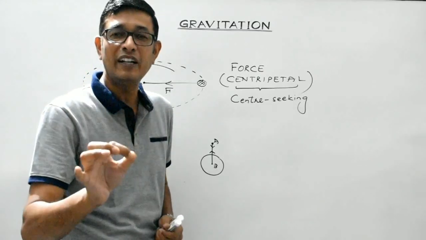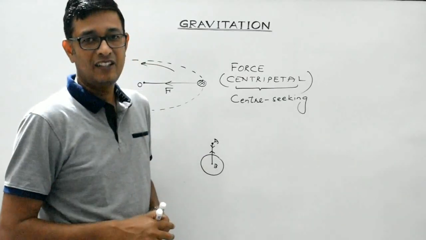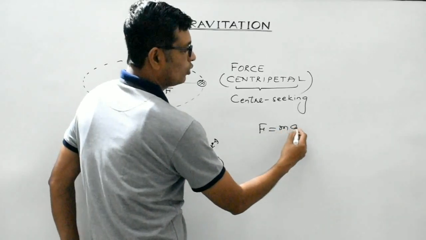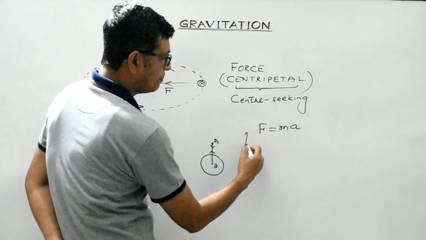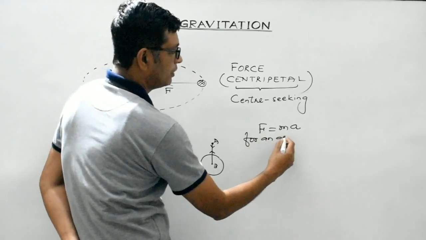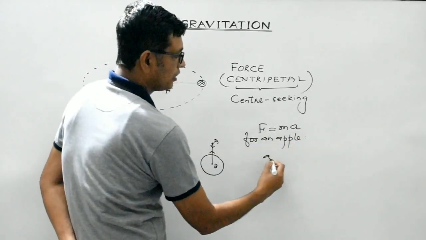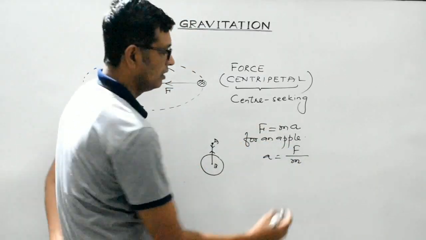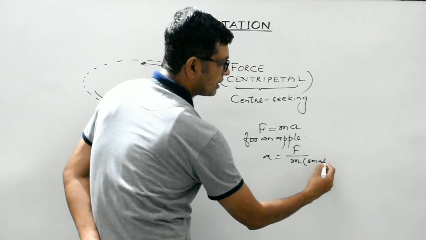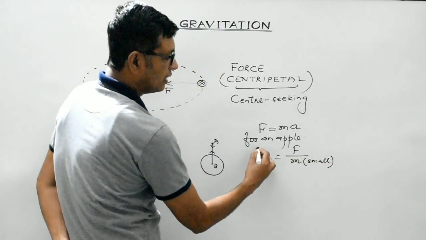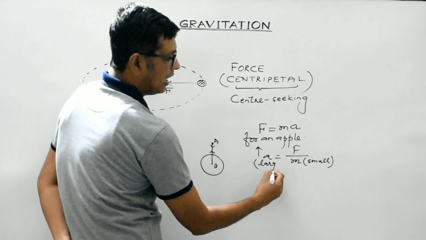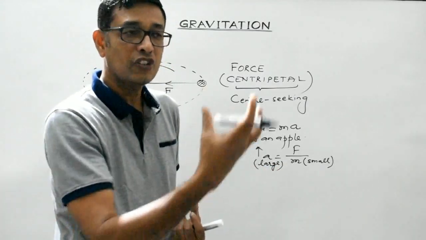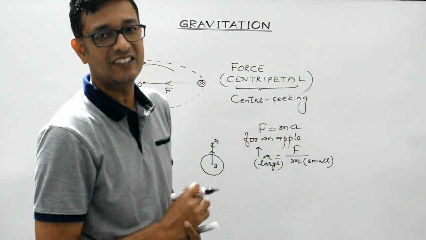Yes, it can be justified using Newton's second law. Now, as a consequence of Newton's second law, we know that F is equal to mass into acceleration, isn't it? For an apple, acceleration would be equal to F by m. m is very, very small as compared to the mass of the Earth. So a is large. So a large acceleration will be experienced by the apple, due to which it falls towards the center of the Earth.